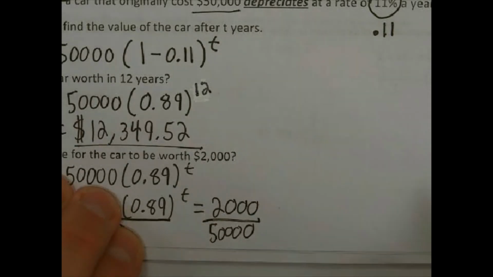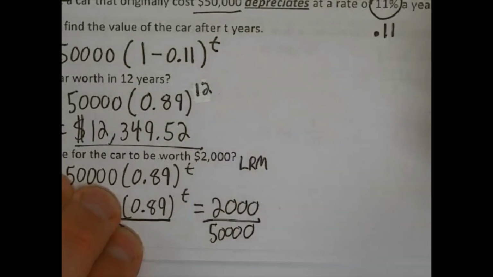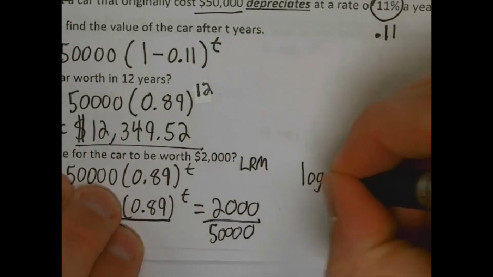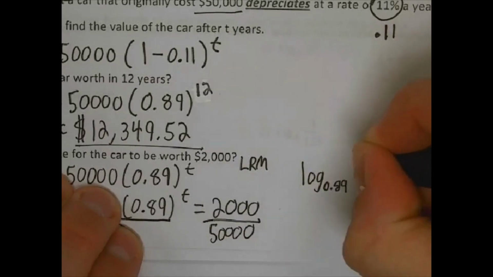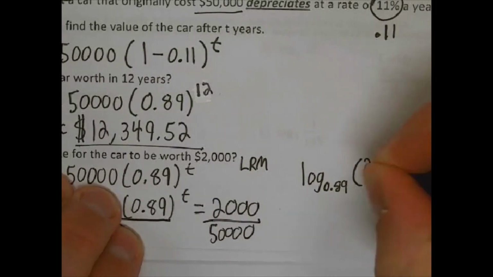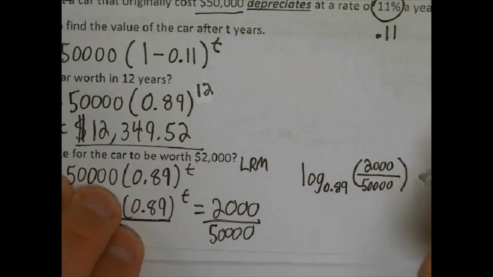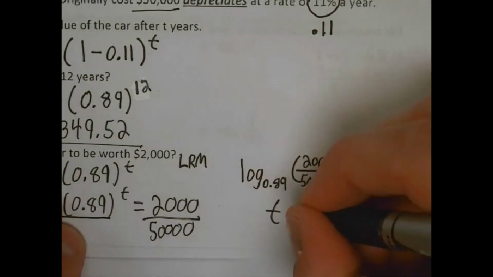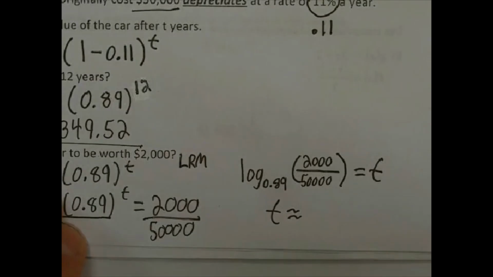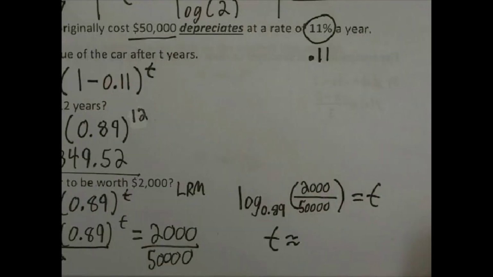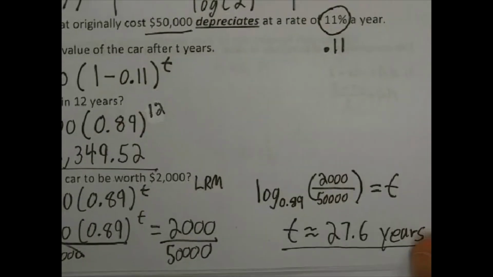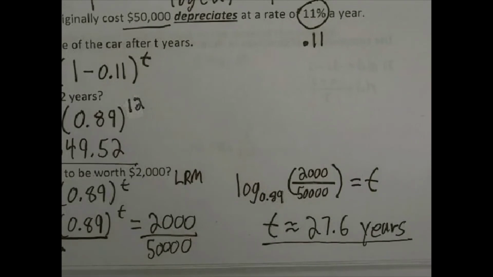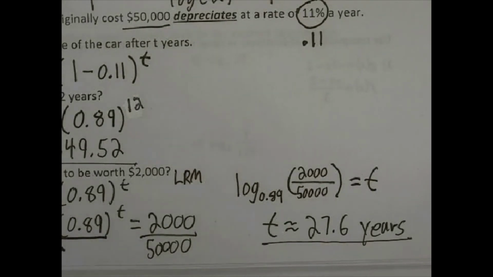I'm going to do left, right, middle. So log base 0.89 of 2,000 over 50,000, and that will equal t. And then once I calculate this, I will get my time. Okay, so see the answer. So I got t is approximately 27.6 years.